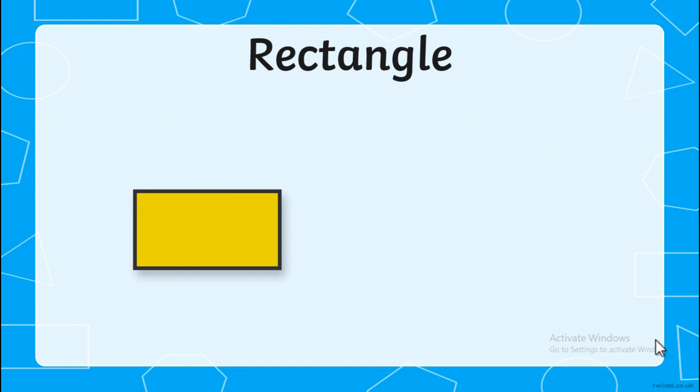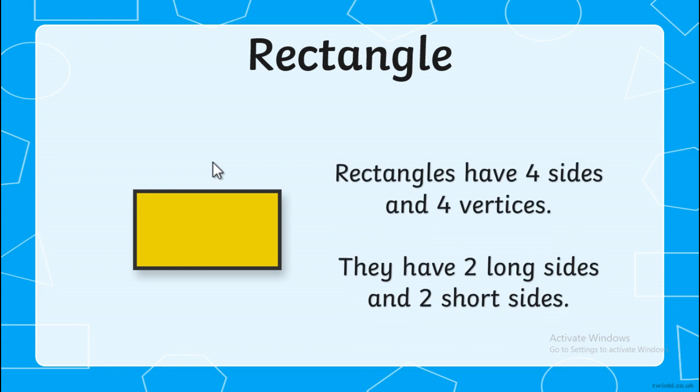Not like a rectangle. A square has all of the sides equal, but a rectangle has each 2 sides facing each other equal. Like here, the side on the top and the side on the bottom are equal. And the 2 sides on the sides are equal. The rectangle has 4 sides, 4 vertices, and it has 2 long sides and 2 short sides.